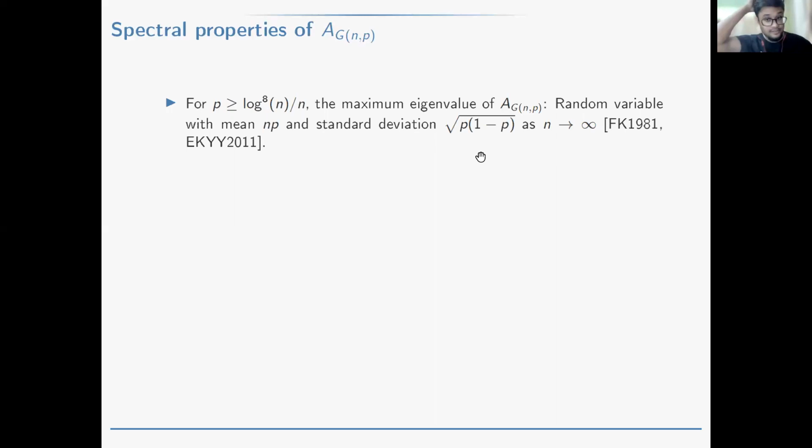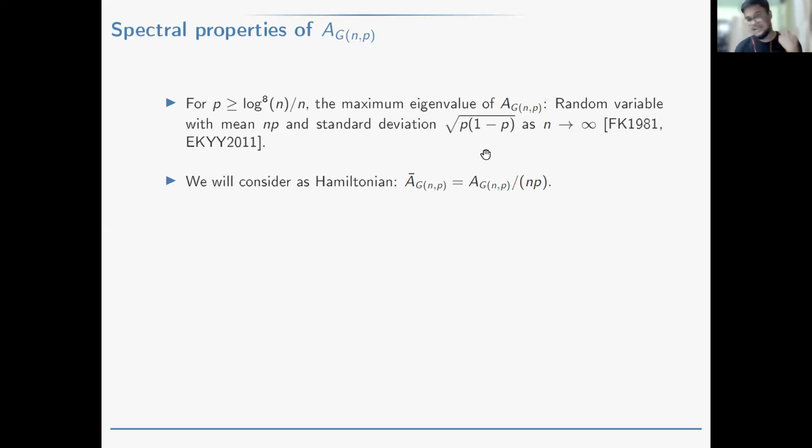Erdös-Renyi, Zhao and Yin proved it for sparse graphs as well. So already you can see that the standard deviation is very, very small. The mean is NP and the standard deviation is square root of P(1 minus P).